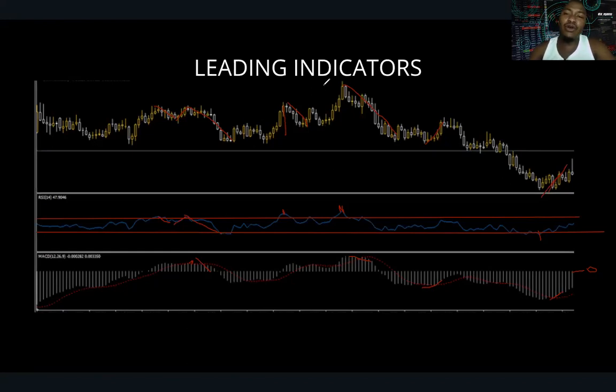So in most cases, I do not like the MACD. I do not like the MACD, the way it's been used, the way it's been coded, the way it's supposed to be used.